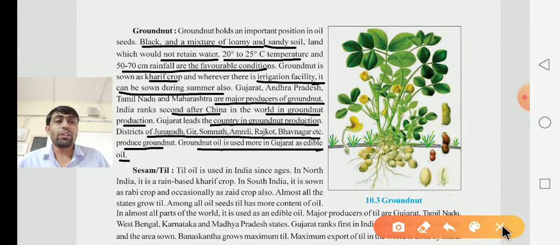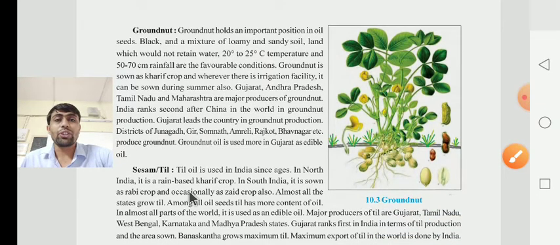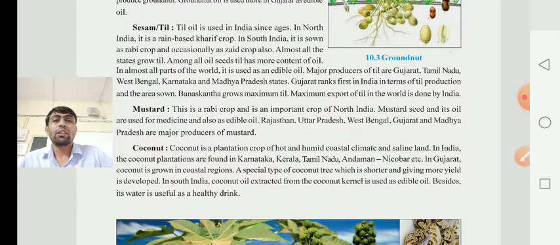Now next one, dear children, here the image of the groundnut is given. Now next, we have sesame, or til. Til oil has been used in India since the ages.